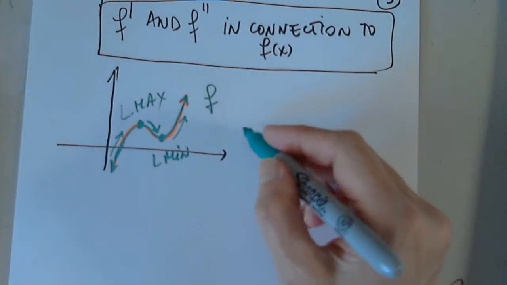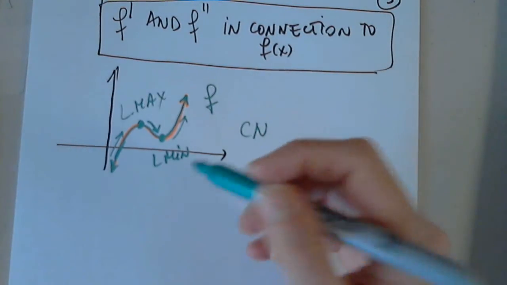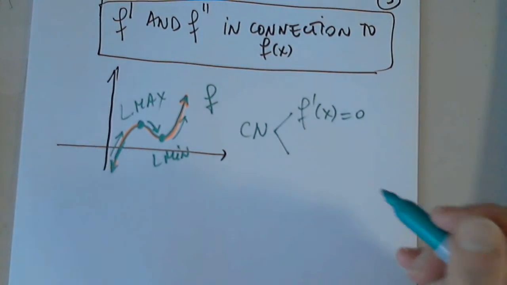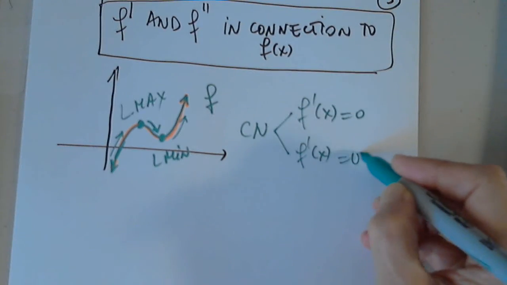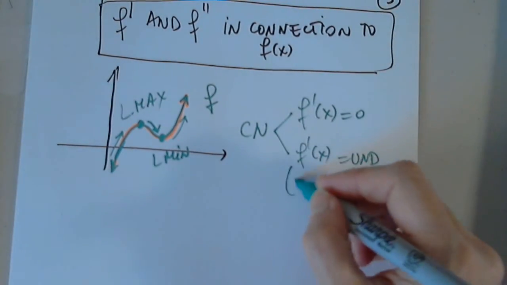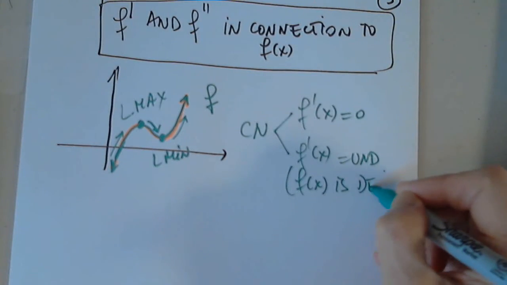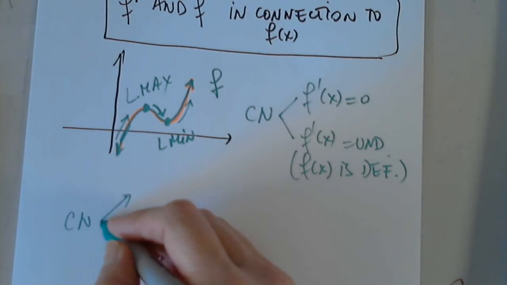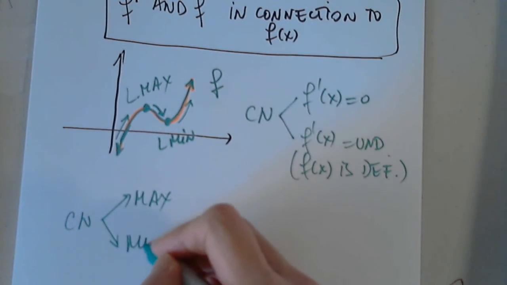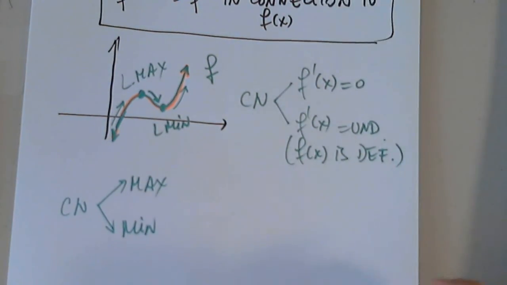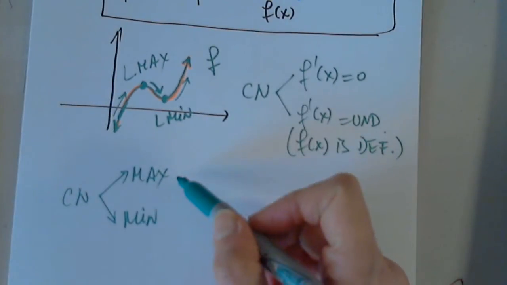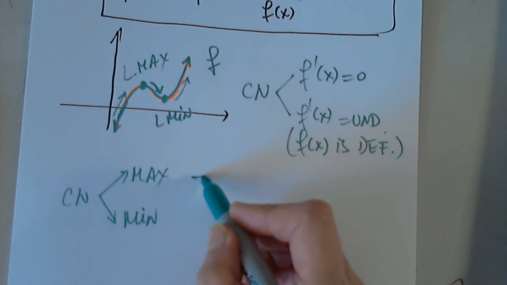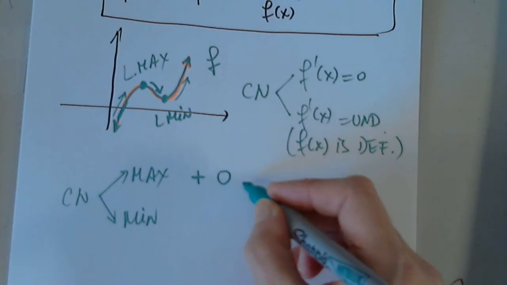We said that a critical number of a function, if it exists, comes from two sources: either from f prime of x being 0, or from f prime of x being undefined, but f of x is defined at those x values. Only critical numbers can turn into a max or min. How can they turn into a max or min? Only if the derivative changes sign, for a maximum from positive to 0 to negative.